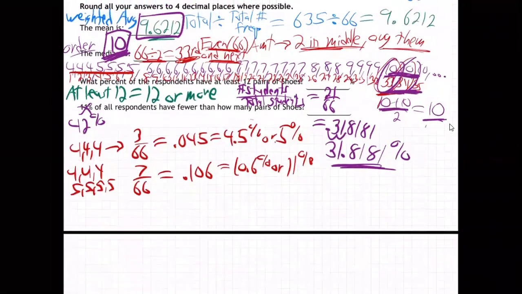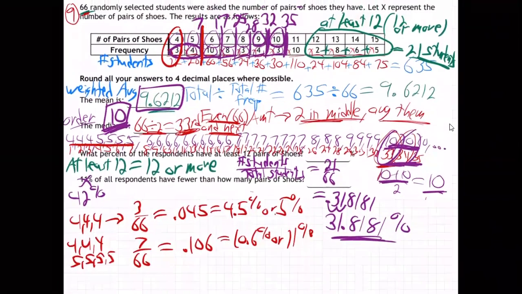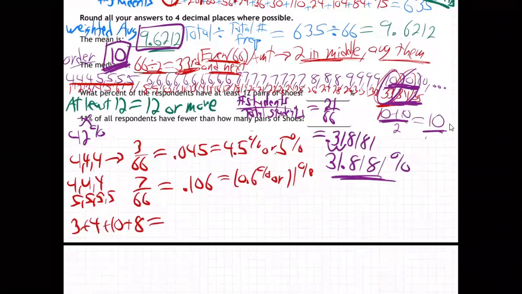So I'm going to take a jump. You just have to jump forward. I'm going to jump forward to like right here. How many is that? 3, 4, 10, and 8. So 3 plus 4 plus 10 plus 8, that's 25 out of 66. If you divide that in your calculator, you get 37.8% or 38%. No, that's not enough. We want 42. Let's try one more.